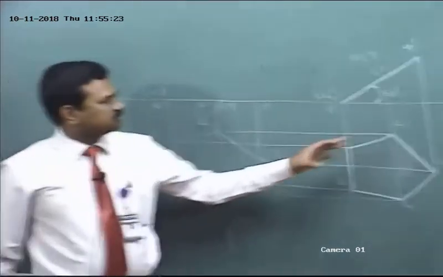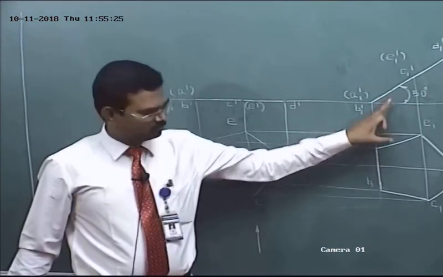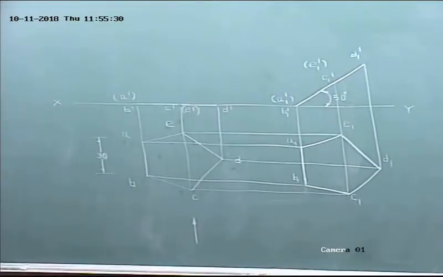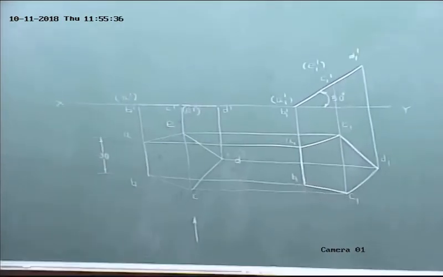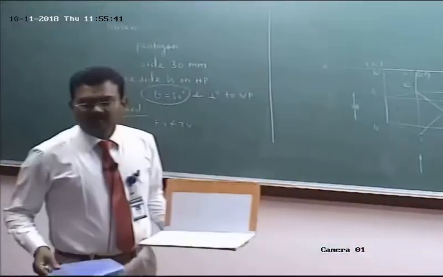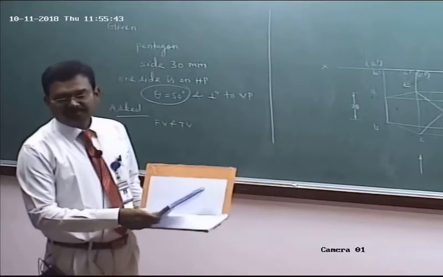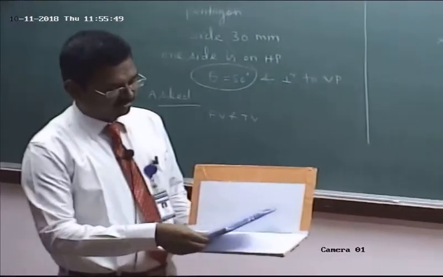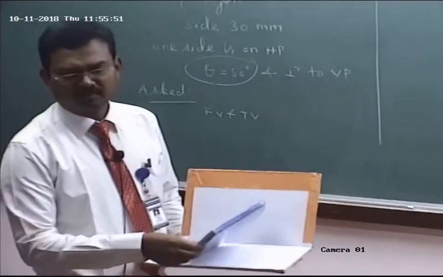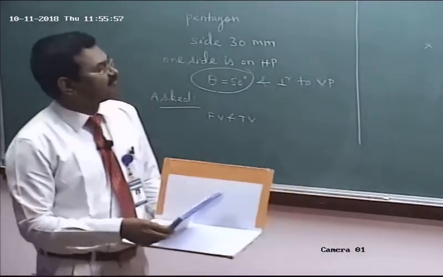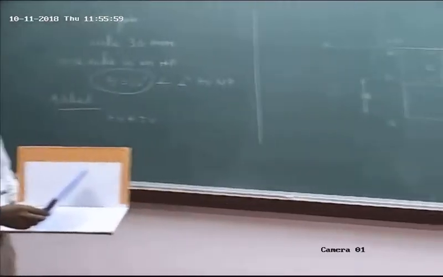See, this is the required front view, this is the required top view. So refer to the problem. What is the problem? The pentagonal plate, 30 mm side, one side is resting on HP, the surface is inclined at 50 degrees to HP and perpendicular to VP. So this is the given condition, am I right? For this condition, now refer to the final solution, second step, front view and top view.